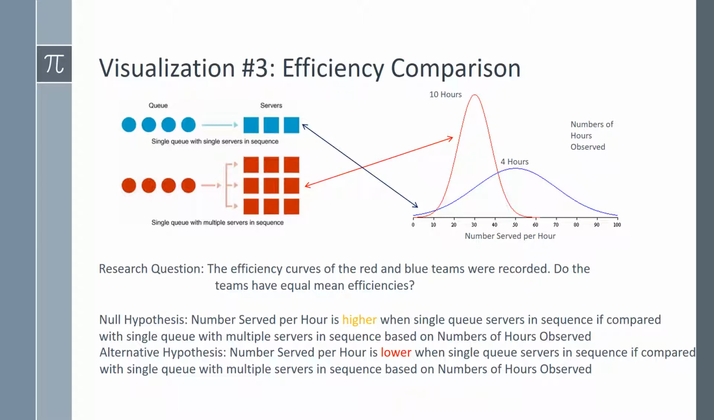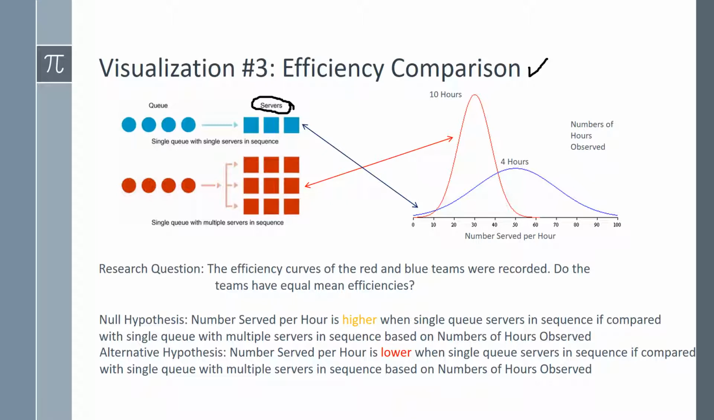Our third example is visualization to see the efficiency comparison. Efficiency is for two different processes. For example, I need to know which is more efficient for the organization. I'm comparing, for example, two processes, and I need to know which process is better, which process will be making more units, for example.